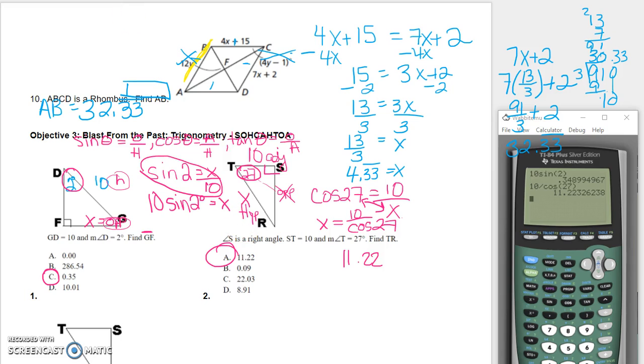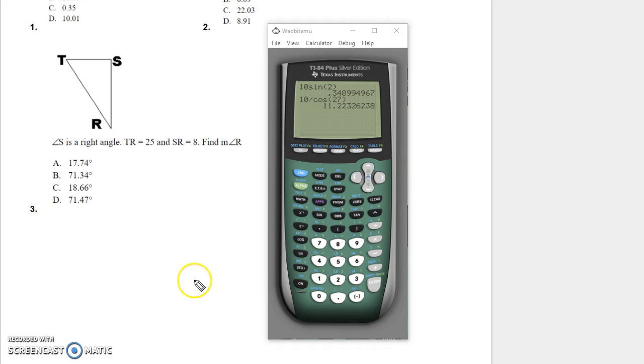Okay, give me just a moment to pause, clean up the screen, and move on to number 3. Okay, last one. We have angle S is a right angle. So again, this is my right angle. TR is 25. And SR is 8. And they want me to find the measure of angle R. That means angle R is going to be my theta.